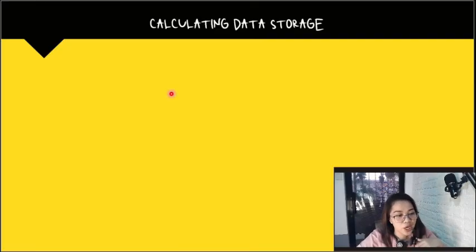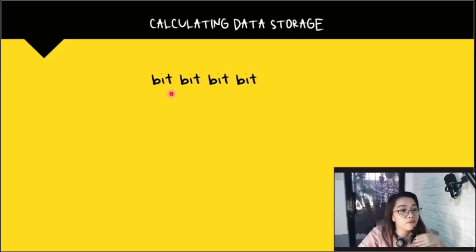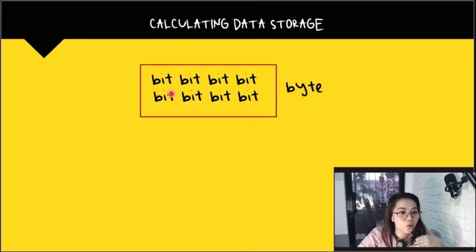On the other hand, in calculating data storage, a bit is the smallest representation of data. The most basic unit of digital storage is what we call a byte. A byte consists of 1, 2, 3, 4, 5, 6, 7, and 8 bits. So again, a byte consists of 8 bits. And it is also the smallest unit of measure, or UOM, used to represent data storage capacity.